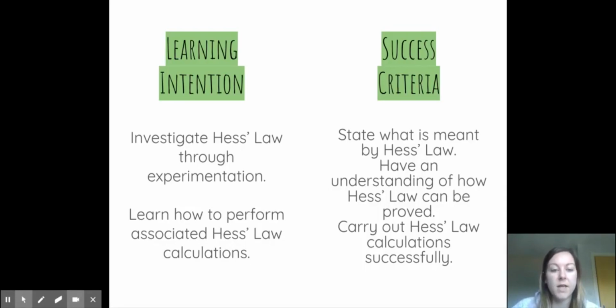And then to carry out Hess's law calculations successfully. Every single one of the Hess's law calculations in the written paper is laid out the way that those 4 questions that we just did were laid out. So as long as you memorise the steps and how to do it, or just work through it logically like we did in the video, then you will be absolutely fine with those.